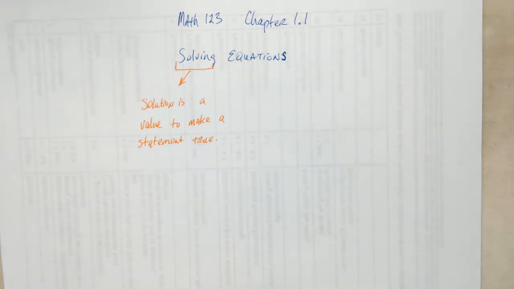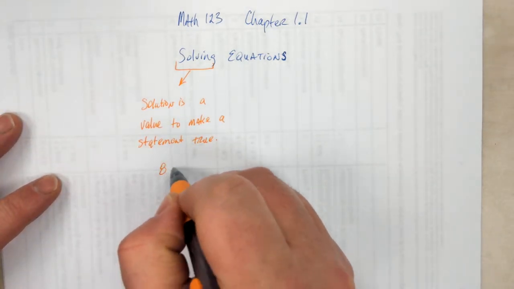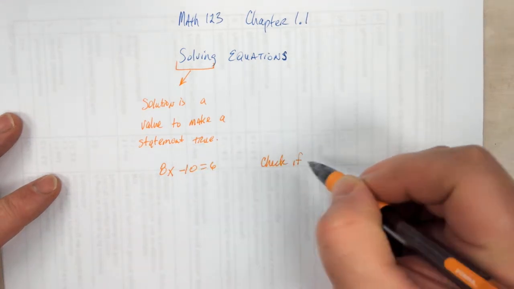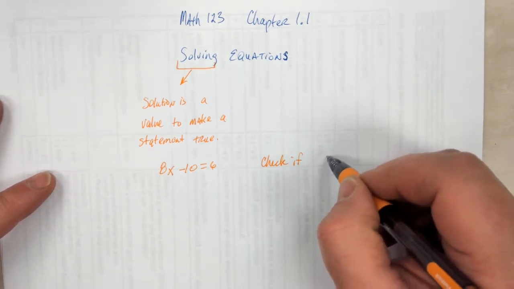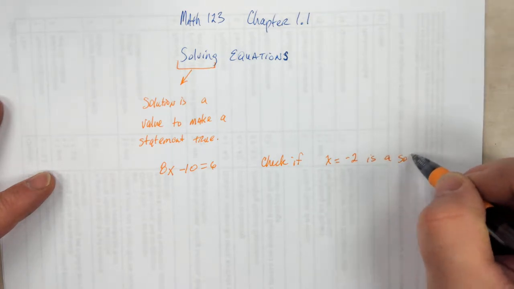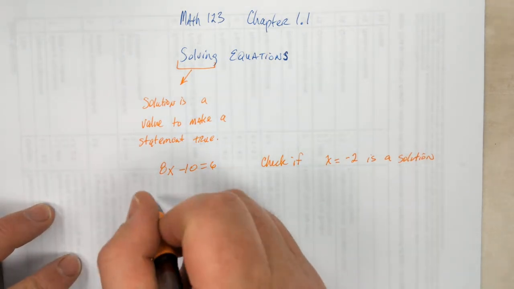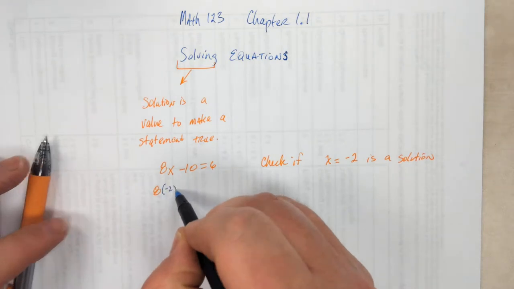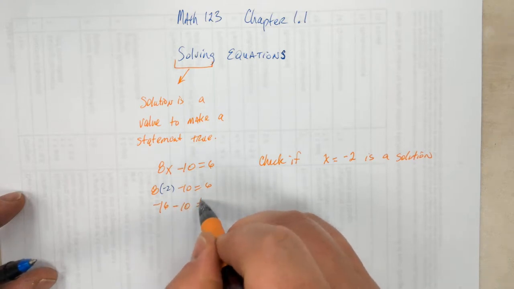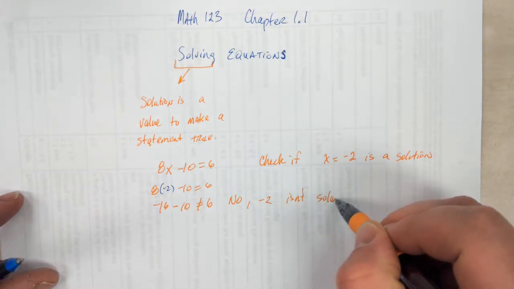Right, so I didn't assign any of these problems, but for example, there's problems in the book. Let's say 8x minus 10 equals 6, and then it wants you to check if x equals negative 2 is a solution. You plug it in, and then the answer would be yes if it was true, right? If it equals 6. So that's negative 16, right? Minus 10, that is not equal to 6. So no, negative 2 isn't a solution. So I think you're good with that.